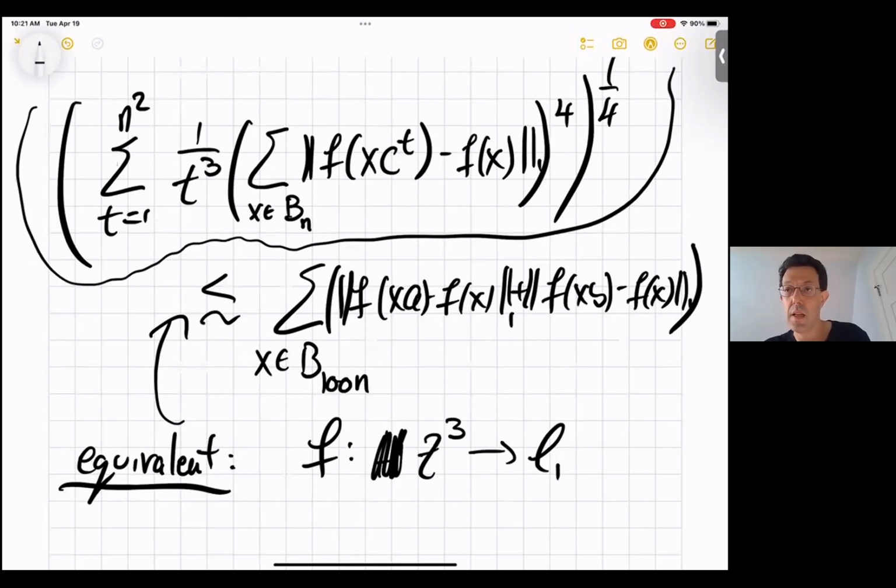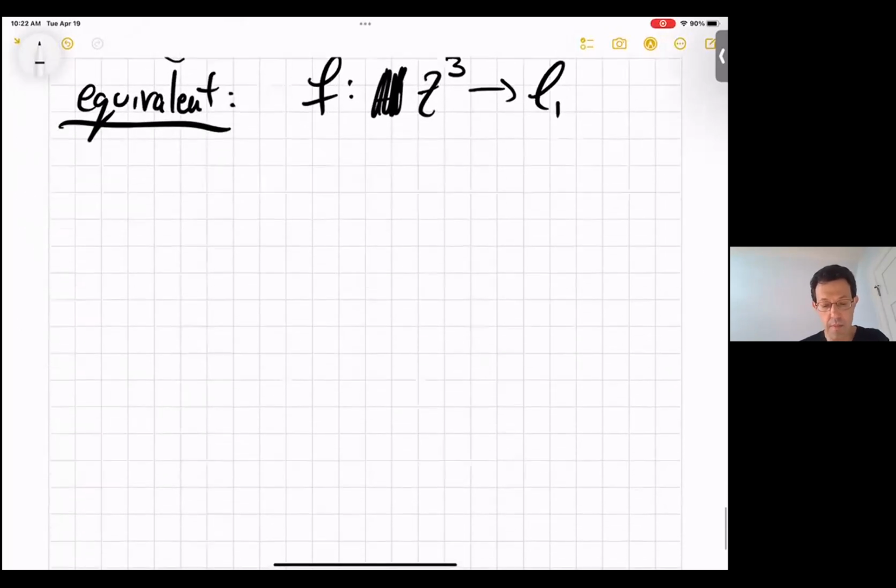Okay, so now I claim that this shows that the geometry of the Heisenberg group is highly incompatible with the geometry of L1. So I claim that the bi-Lipschitz... Now I'm interested in the bi-Lipschitz distortion.